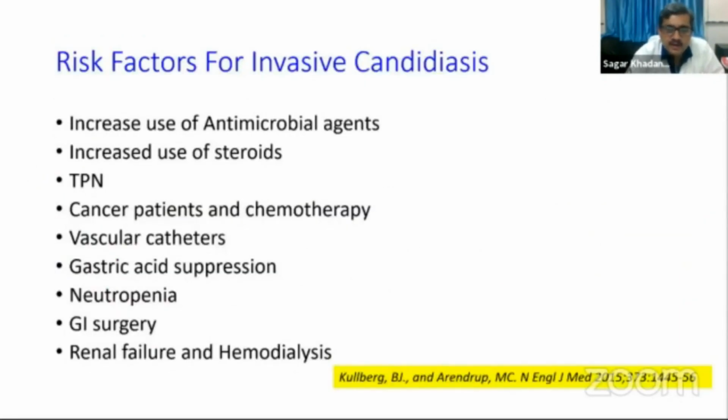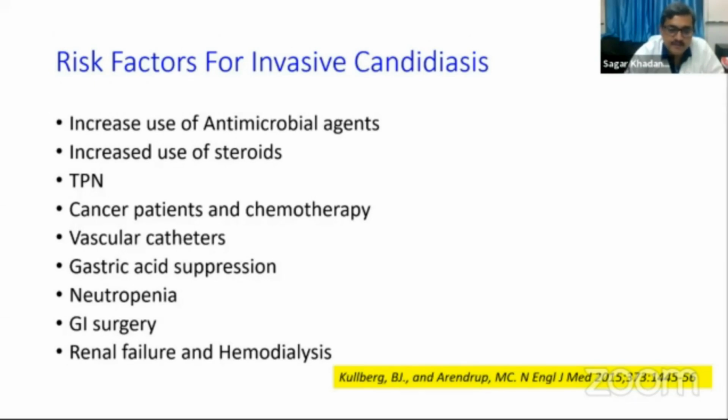Why does invasive candidiasis occur? The risk factors are that the patient is on a prolonged period of antibiotics or any other antimicrobial, increased use of steroids, total parenteral nutrition, cancer patients on chemotherapy, a central venous line or vascular catheter, and gastric acid suppression, all those who take pantoprazole, omeprazole and the like for a prolonged period. Be aware of this.